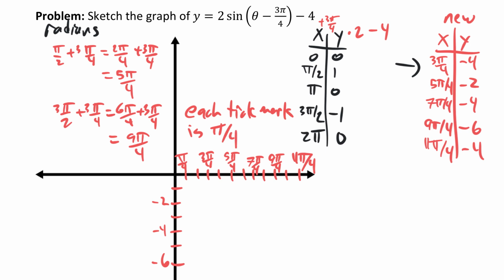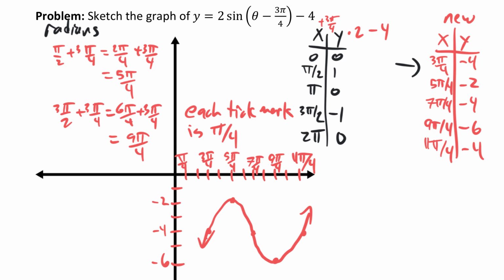All right, let's grab those points. So 3 pi over 4 and minus 4. 5 pi over 4 and minus 2. 7 pi over 4 and minus 4. 9 pi over 4 and minus 6. And 11 pi over 4 back there. So again, we connect the points with that nice, beautiful sine shape.